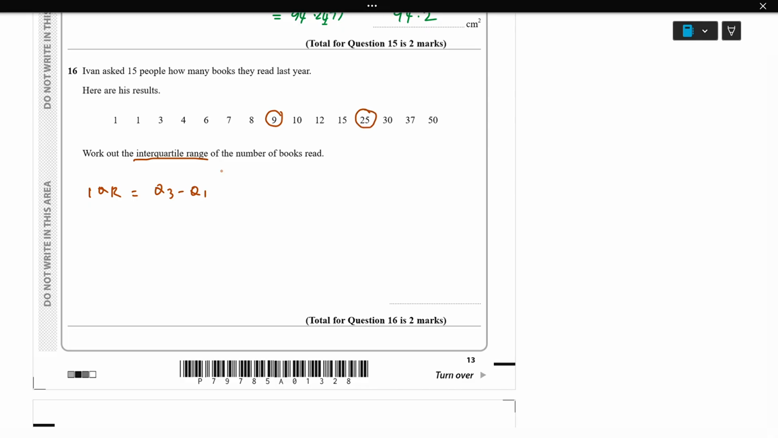This is going to be the third quartile, which is 25, minus the first quartile. Again here, this is the midpoint of the first part, which is going to be 4. So 25 minus 4 is 21. So the interquartile range is going to be 21.